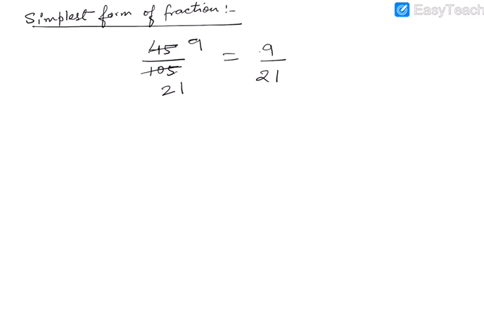That number is 3. 3 3s are 9, 3 7s are 21. Now you check. Are the numerator and denominator both divisible by any same number? No, they are not. 3 is divisible by 3 and 7 is divisible by 7. So we can say that 3 upon 7 is the simplest form of 45 upon 105. So this is the concept of the simplest form of a fraction.